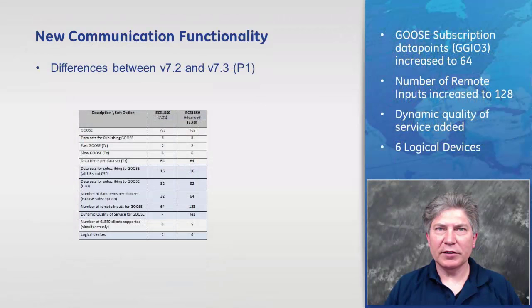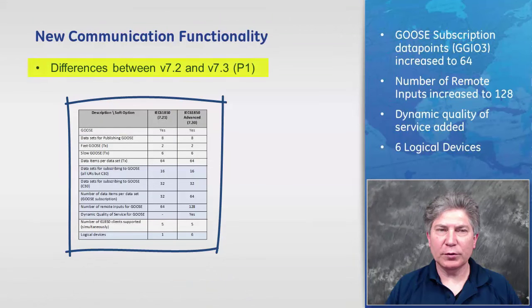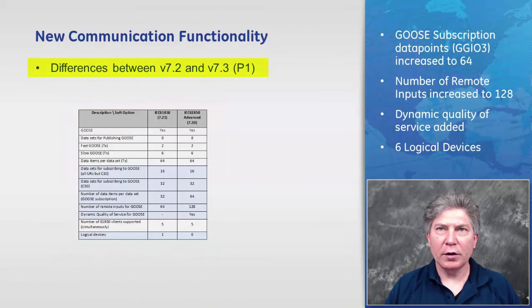Here's a table that lists the differences between version 7.2 and 7.3 firmware. The number of data items per data set, GOOSE subscription, better known as GGIO3 in previous versions, had the quantity of data points changed from 32 items in version 7.2 to 64 items in version 7.3. The number of remote inputs changed from 64 in version 7.2 to 128 in version 7.3.